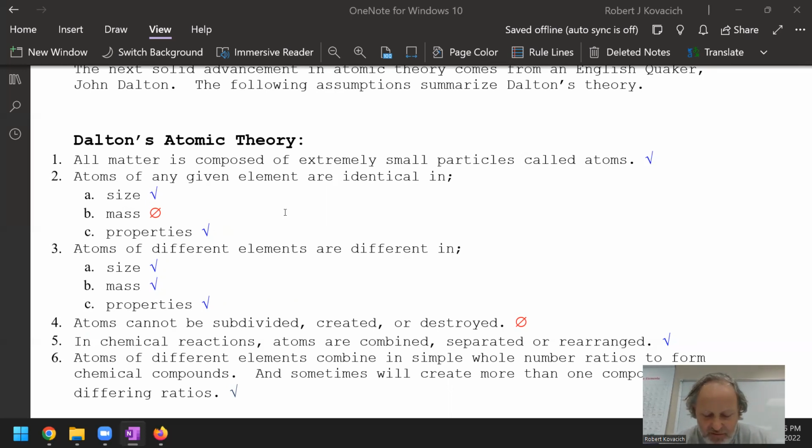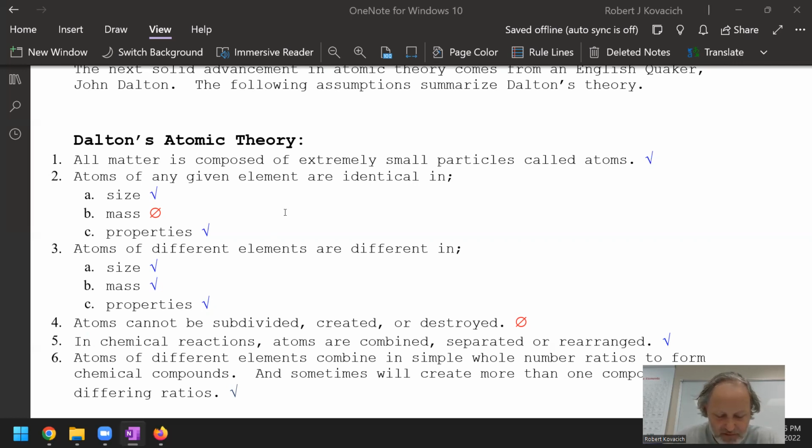Atoms of any given element are identical in their size, mass, and properties. So the size is true, the properties is true, but the mass is not. You can have two gold atoms that are identical in size and properties, but their mass is different. And we'll talk about isotopes a little bit later, not in this video, but in another one. Yeah, so all carbon atoms are exactly the same in their properties. So that totally makes sense. We talked about that in chapter 1 information.